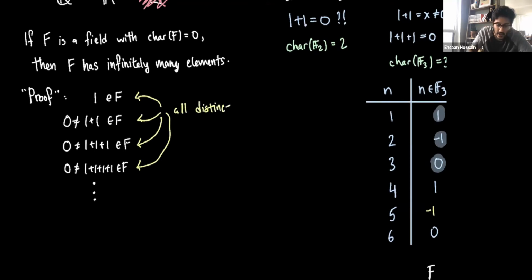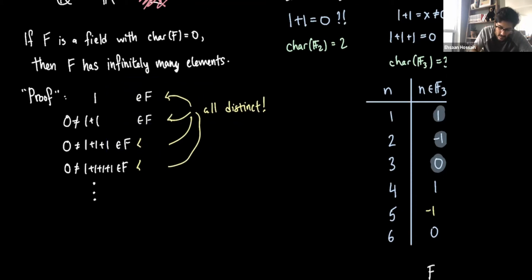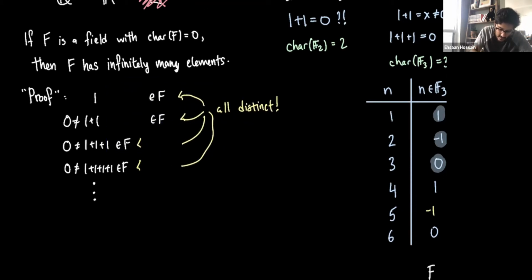So I've just listed out infinitely many elements. 1 plus 1 plus 1, remember what we call that? Remember 1 plus 1 was 2. 1 plus 1 plus 1, we defined that to be 3. That's the definition of 3. 4 is defined to be 1 plus 1 plus 1 plus 1, right?